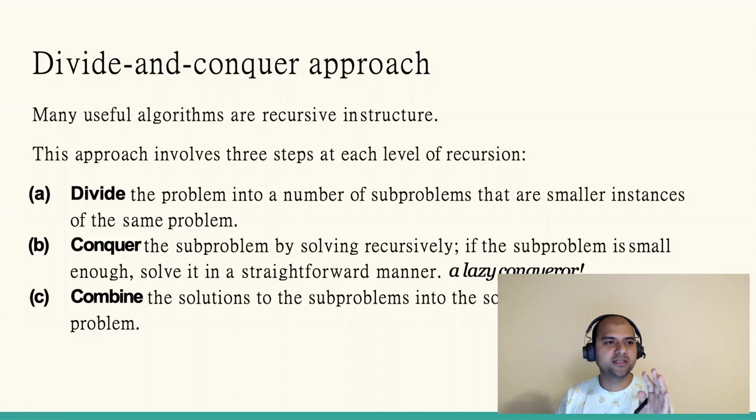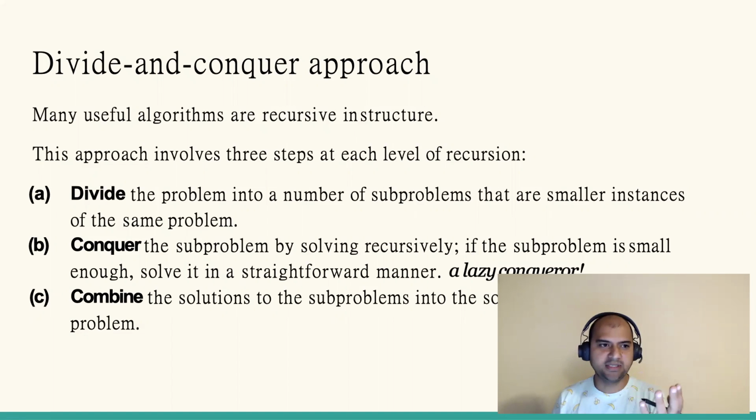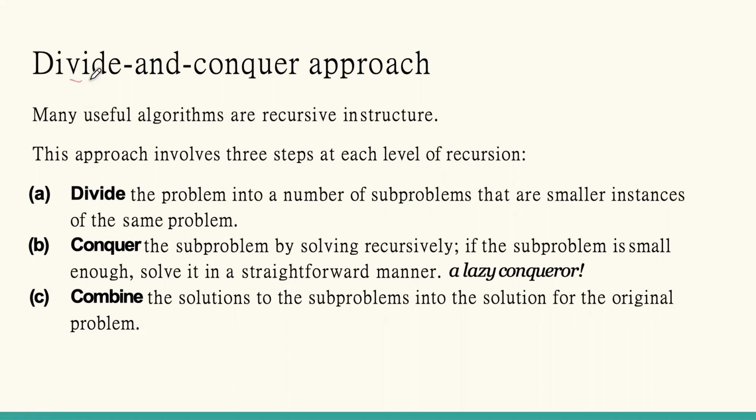Now, next, what we're going to see is an example of a divide and conquer approach to algorithm design, and we'll use merge sort as an example. This is because many algorithms which are useful turn out to work well when they are designed in a recursive way. And what we will see now is a recursive structure in algorithms. So the divide and conquer approach to algorithm design involves 3 steps.